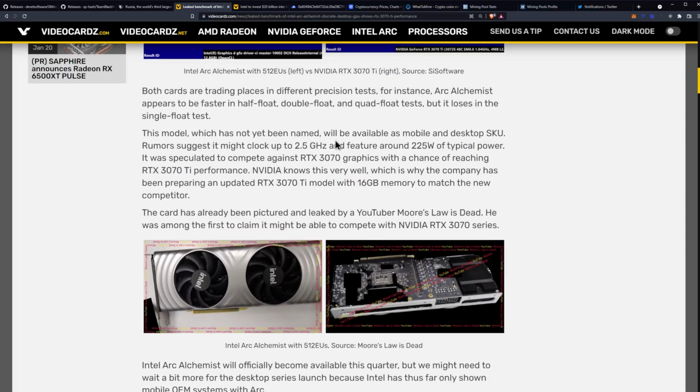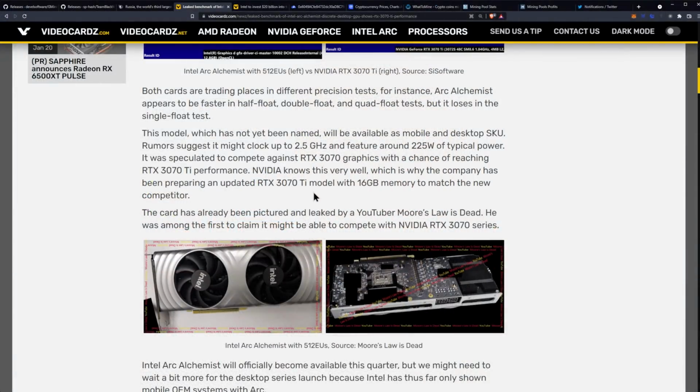This model, which has not been named, will be available as mobile and desktop SKUs. Rumors suggest it might clock up to 2.5 gigahertz and feature around 225 watts of typical power. It was speculated to compete against the RTX 3070 graphics card with a chance of reaching 3070 Ti performance. NVIDIA knows this very well, which is why the company has been preparing an updated 3070 Ti. We're going to get a 3070 Super? Son of a bitch.